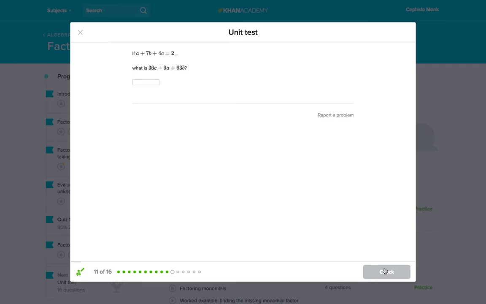What is 9a plus 63b plus 36c equal to? Well, 63 divided by 7, that's 9. And 36 divided by 4 is 9. So we just multiplied one side by 9. We multiplied this by 9, so we need to multiply that by 9, times 9, times 9, and we get 18.